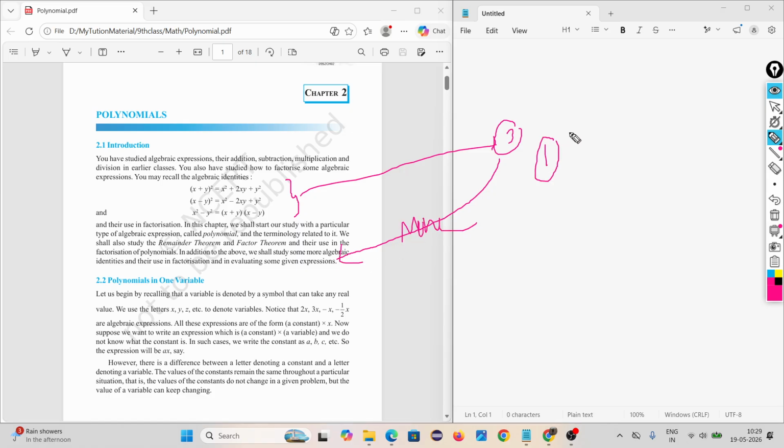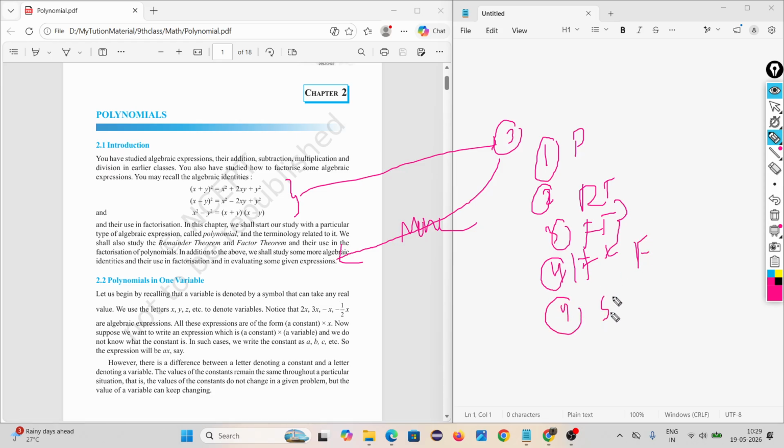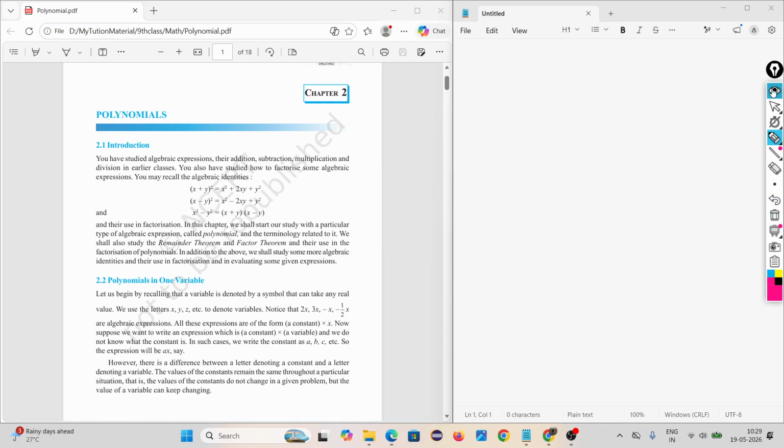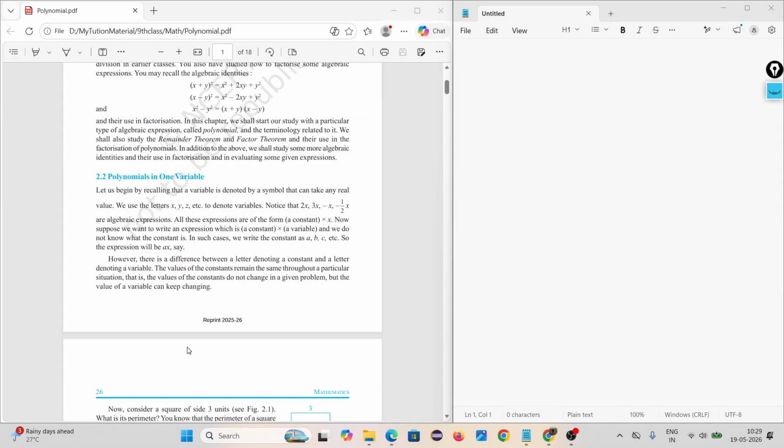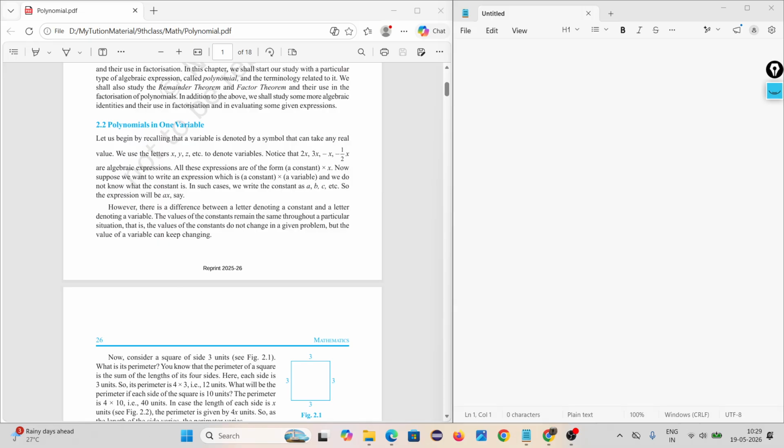Now what do we learn? One is polynomial, number two is remainder theorem, number three is factor theorem, number four is how these two theorems help in factorization. Number five, some more identities. Okay, then come to our chapter, polynomial in one variable.